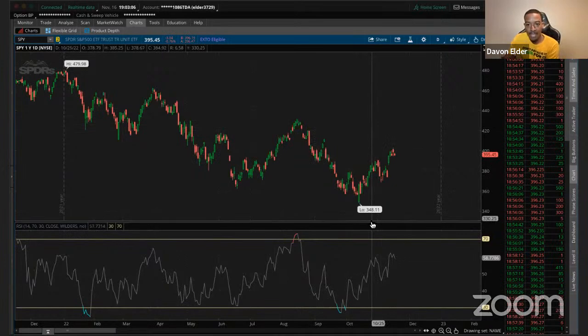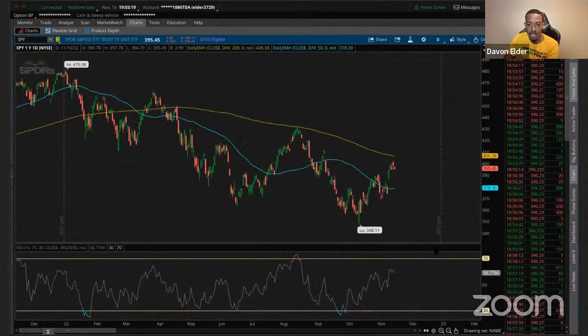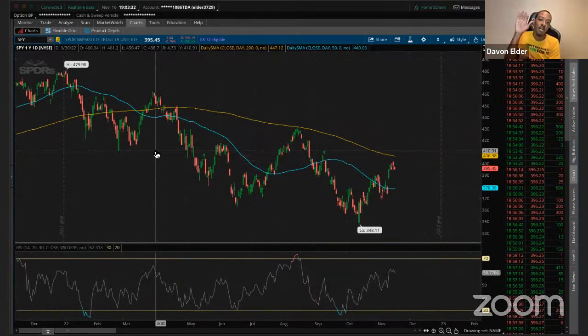So let's also add in our moving averages here. We're going to add in our 50-day moving average, and we're going to add in our 200-day moving average. Now, remember what I was talking about before during the presentation, the golden cross and the death cross, right? The golden cross is when the 50-day moving average crosses above the 200-day moving average. The death cross is when the 50-day moving average crosses under the 200-day moving average, which is a bearish indicator.